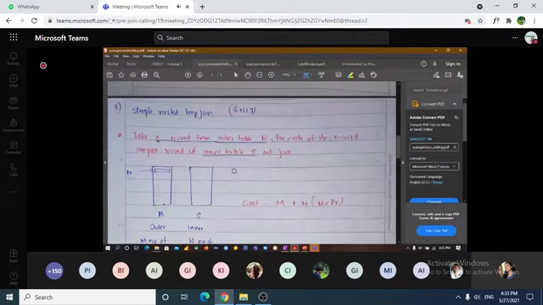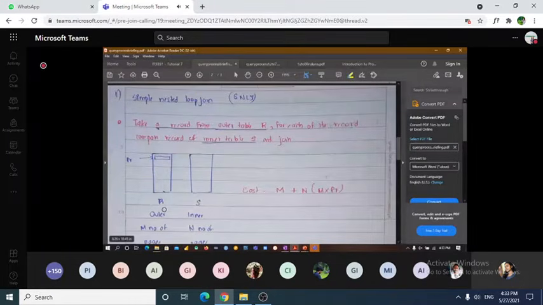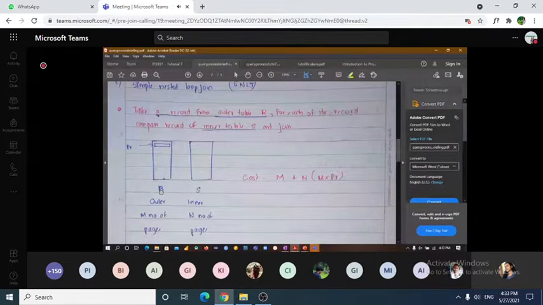In a simple nested loop join, you have an outer table and an inner table. I have taken the outer table as R and the inner table as S. Each record of the outer table is scanned with the inner table. That is what happens in a simple nested loop join. Take a record from the outer table, and for each record you have to compare the inner table. So we'll write a cost equation for this.